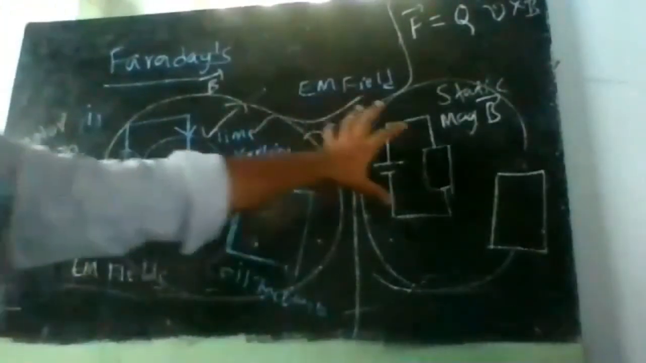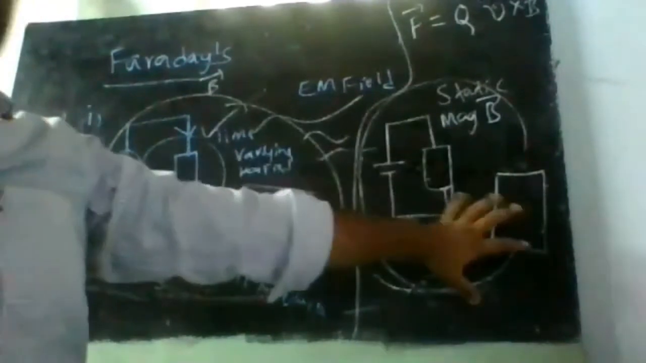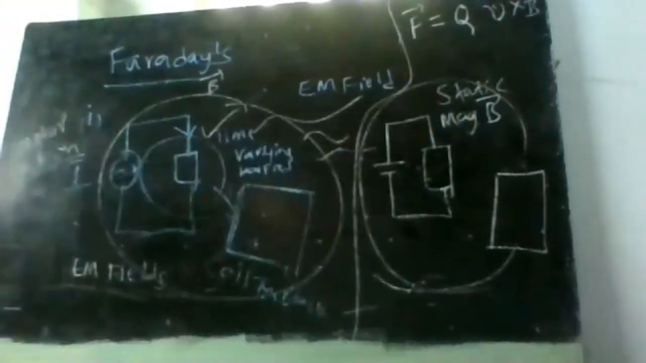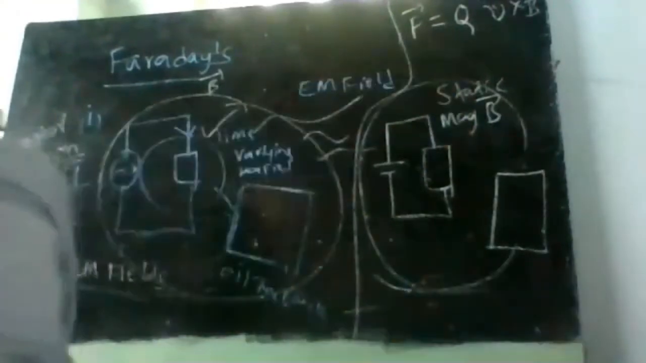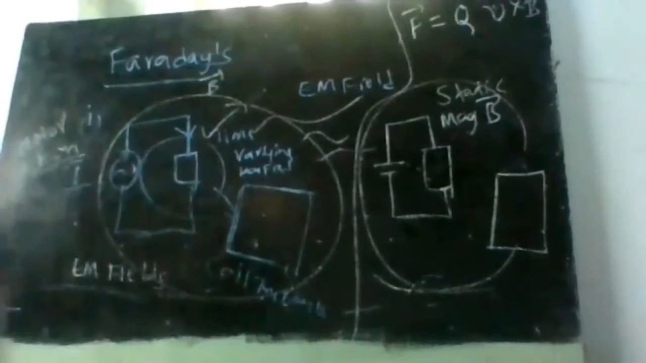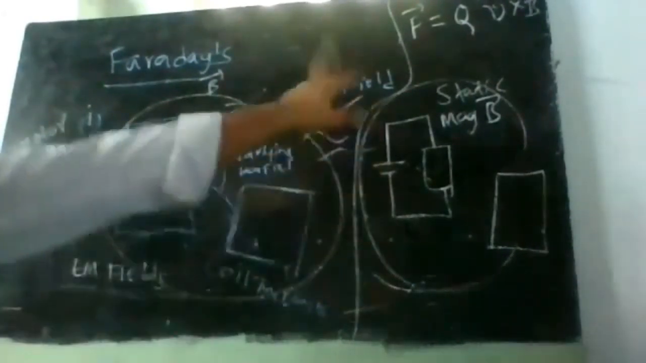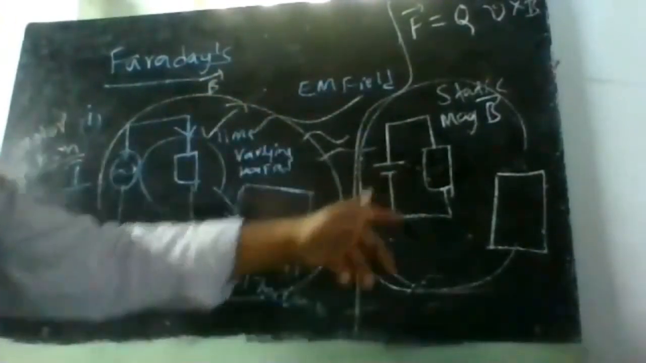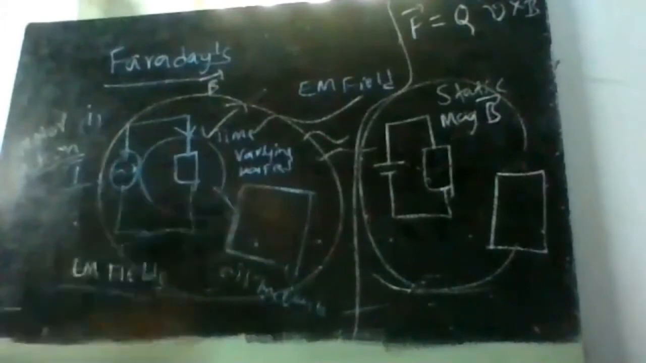Now this static magnetic field is linked to a moving charge. The charge or the conductor here is moving. So whenever I do that, the force that will be induced will be time varying. It will produce a time varying force, which varies with time because the particle is moving. Because of this, F bar by Q is nothing but E bar.